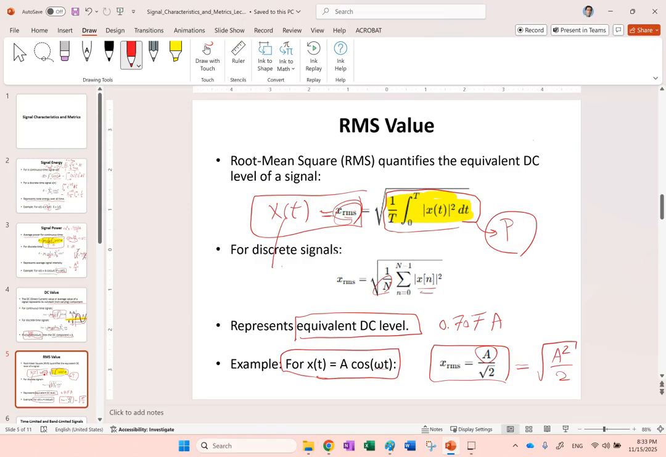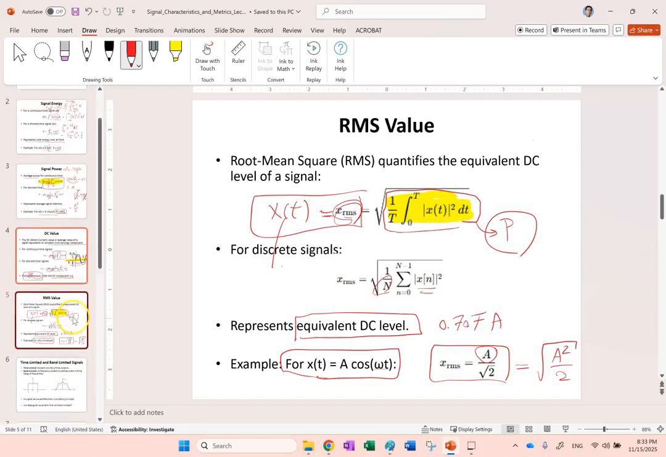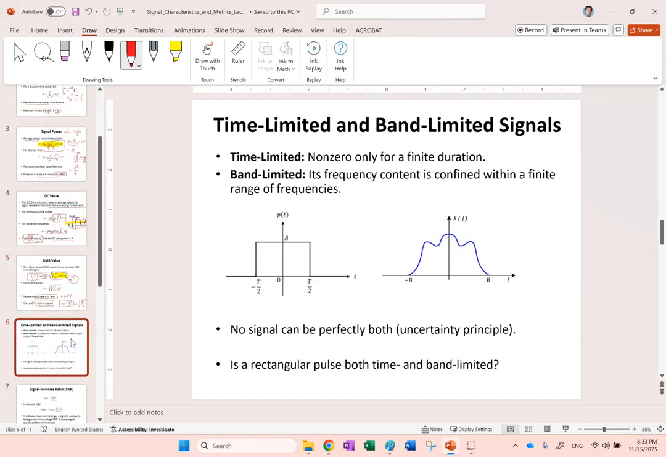Okay? Let's move on. The next two notions that I want to introduce to you are time-limited and band-limited signals. A time-limited signal is a signal that is only defined for a finite duration. What duration? I mean in time. So if you plot the signal versus time, the signal is only non-zero for so much of time. After that, outside that range, it is all zero, like this rectangular function.